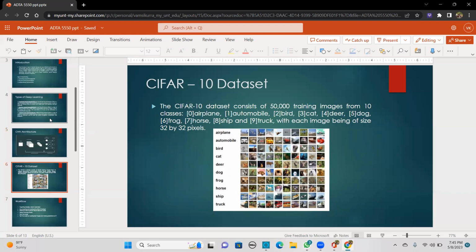The CIFAR-10 dataset consists of 50,000 images from 10 classes, and each image is of the size 32 by 32 pixels. And these are the pictures.